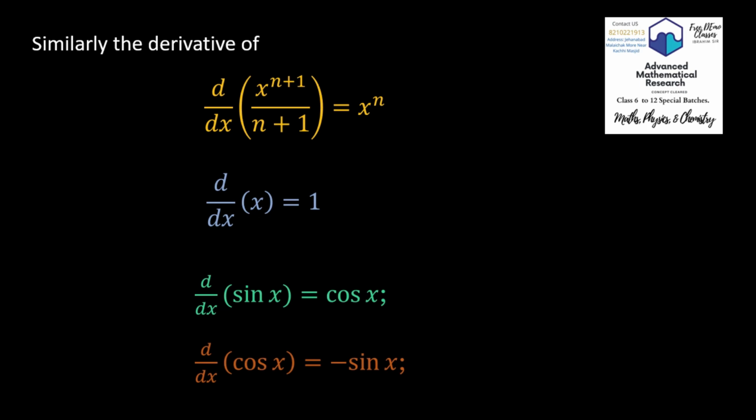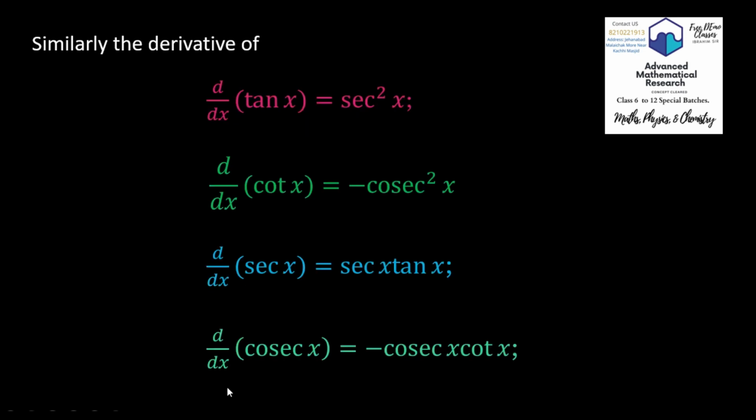What is the derivative of sine x? That is cosine x. Similarly, applying the limit of f of x plus h minus f of x divided by h, where h is tending to 0, we can find the derivative of sine x as cos x. Similarly, the derivative of cos x is minus sine x. Derivative of tan x is secant square x. Derivative of cot x is minus cosecant square x. What is the derivative of secant x? It is secant x tan x. What is the derivative of cosecant x? That is equal to minus cosecant x times cot x.